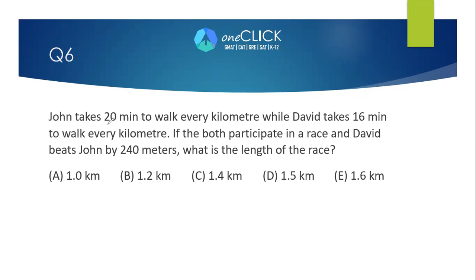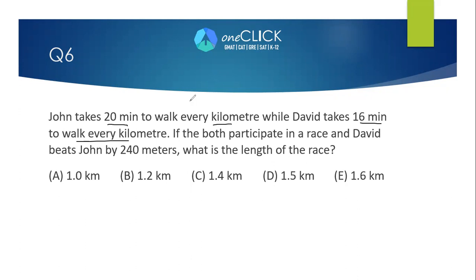So it says 20 minutes for 1 kilometer. This is 16 minutes for 1 kilometer. Please note that this is not speed. Speed is kilometers per minute or kilometers per hour. This is minutes per kilometer. Okay, so this is not speed. So don't think of like 20 is the speed and 16 is the speed. Then it would be wrong.